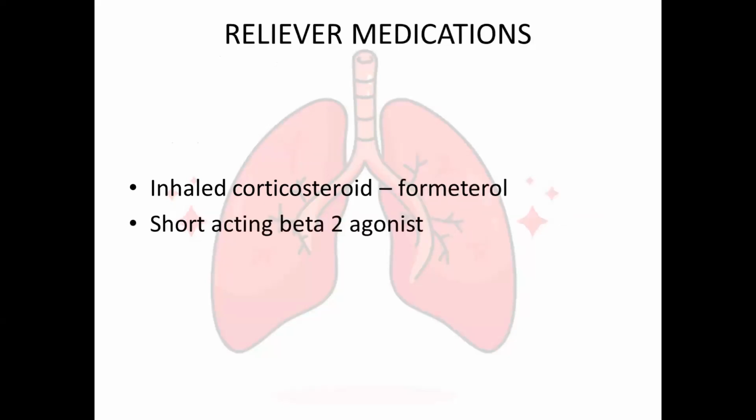Then reliever medications, also known as rescue medications, are used to treat a particular asthma attack. GINA recommends using either an inhaled corticosteroid plus a long-acting beta-2 agonist like formoterol, that is the ICS-formoterol combination, or a short-acting beta-2 agonist like salbutamol as relievers.